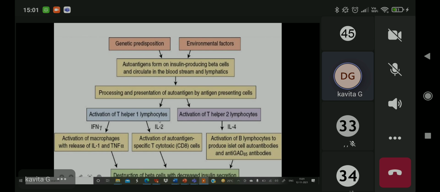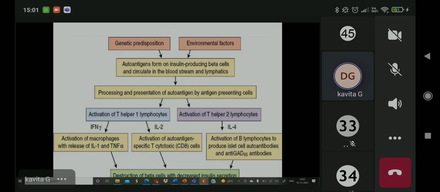So T helper 1 alone is not enough, both are getting activated, leading to IL-4 activation and the B lymphocytes are activated. Why are we interested in knowing this? This is very important. Out of all this stuff, there is one MCQ that is definitely asked, and that is islet cell autoantibodies in the diagnosis of diabetes as well as anti-GAD65 antibodies in the diagnosis of diabetes. So when you get these antibodies, you diagnose it as a case of type 1 diabetes mellitus. Net result of all of this is destruction of beta cells, decreased insulin.